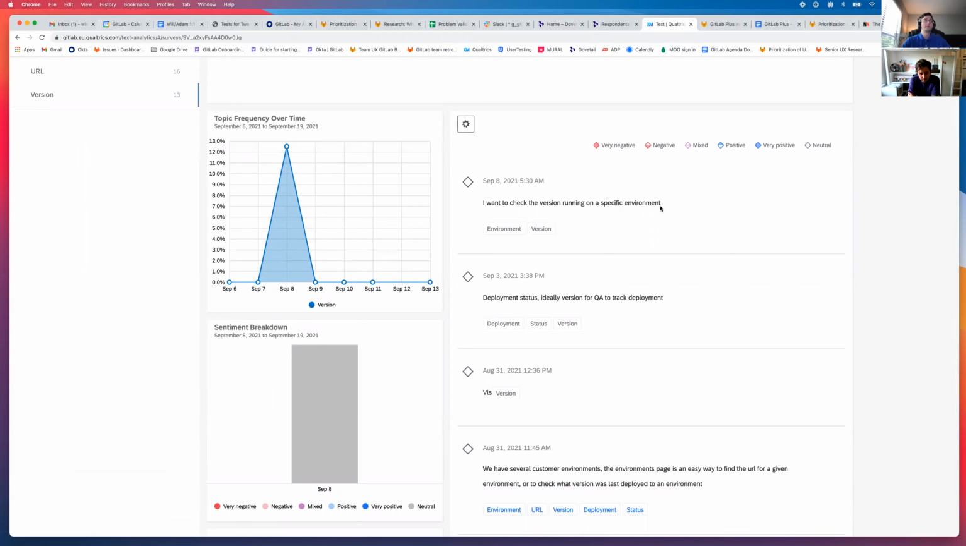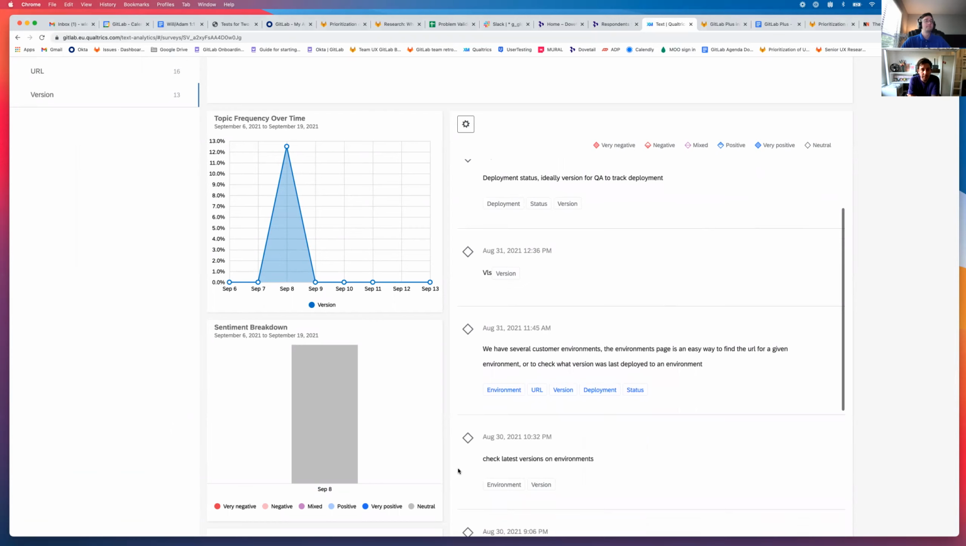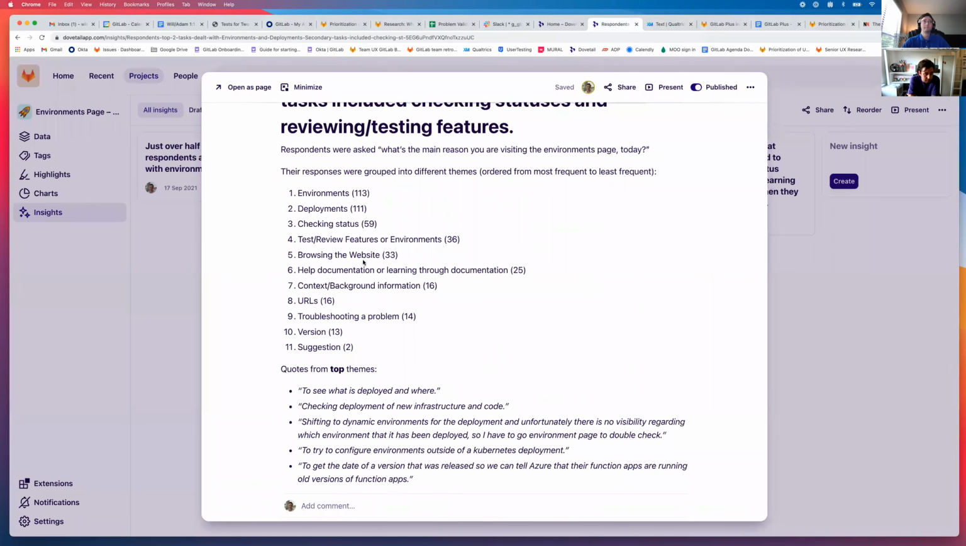So I want to check the version running on a specific environment, deployment status, ideally the version for QA. Yeah, that makes sense. I would say this theme wouldn't be the same, but it's really close to the second one, I think. The third one, checking status. So essentially the status of the environment being if there is a deployment that is currently being deployed into that environment, and when that deployment is finished, there's a certain version that is live on that environment. So these two are very closely related, I would say.